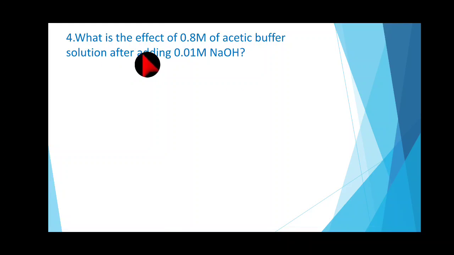Now, question number 4. What is the effect on 0.8 molar acidic buffer solution after adding 0.01 molar NaOH, sodium hydroxide? Here the buffer solution concentration is given as 0.8 molar. It is added to 0.01 molar sodium hydroxide base. So what is the level of the pH? Whether it is altered or not, we can check by derivation.